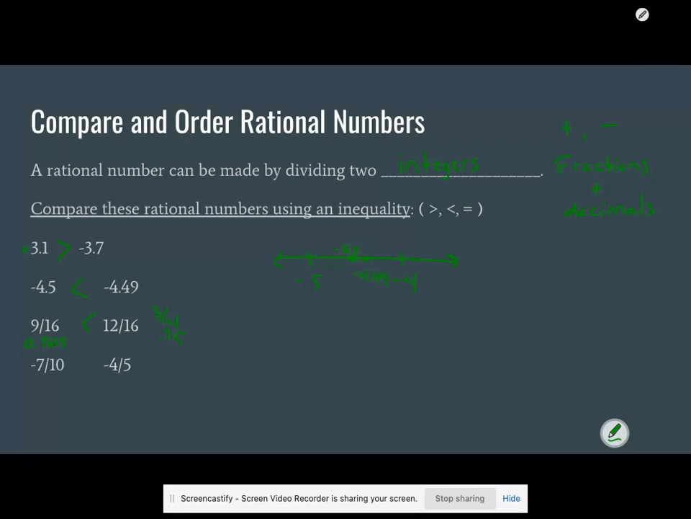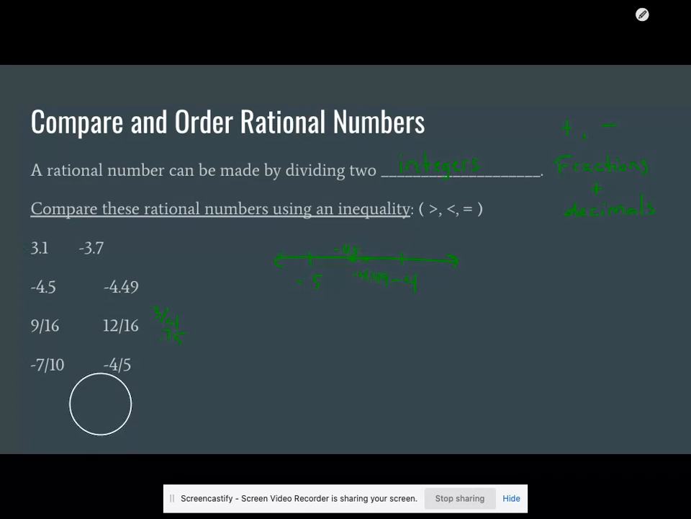And then if I think about this, this is negative 0.7 because it's 7/10, and 4/5 I know would be 0.80 or negative 80 or 80%. And so I have to think now which number is closest to 0. That would be negative 7/10.